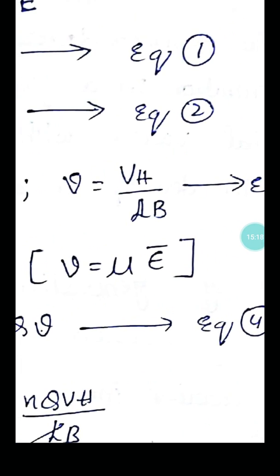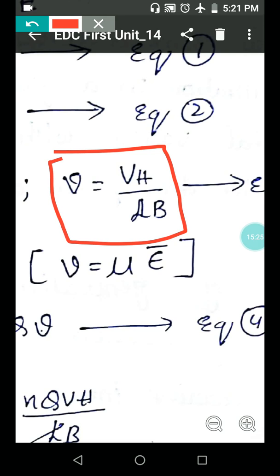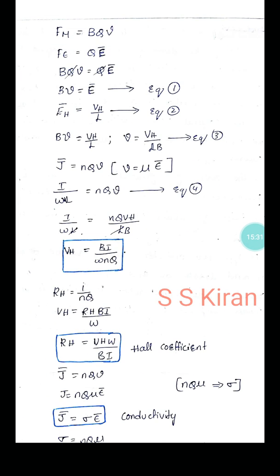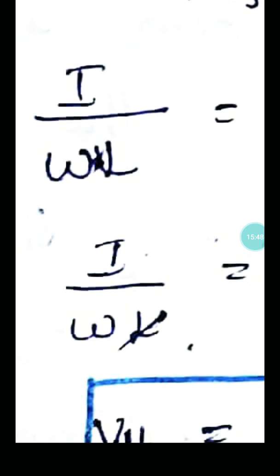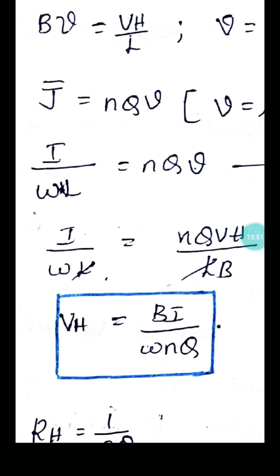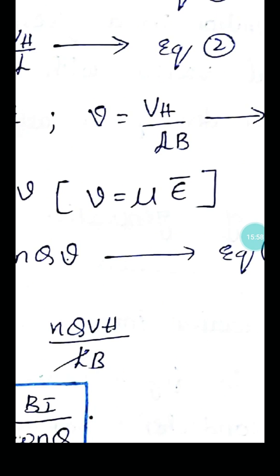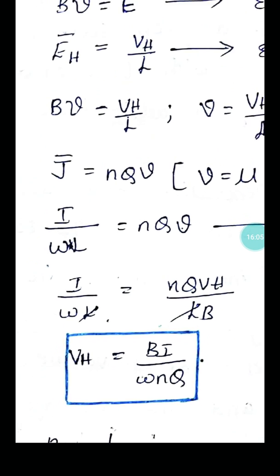So what about drift velocity here? Drift velocity V is equal to VH by LB, right? Now current density J bar is equal to NQV, and V is equal to mu E bar for the mobility equation. J is also called current density, in ampere per meter square, in the sense of current per area. Area we can write as length into breadth, so W into L. So J is I by W into L. Now NQV: V you can substitute as VH by LB. Substitute these two expressions, right?